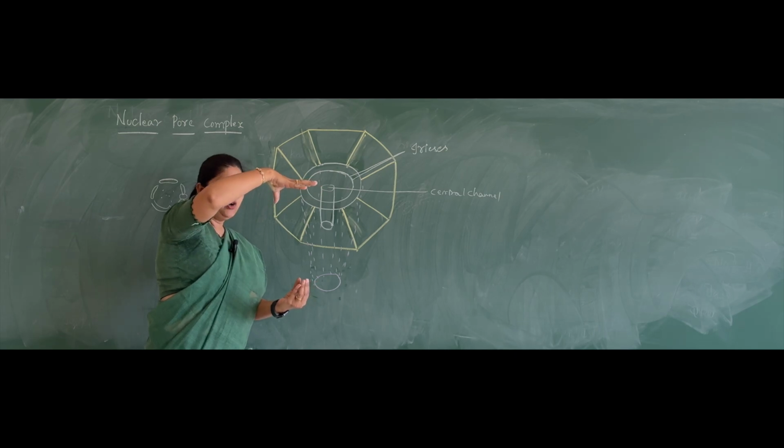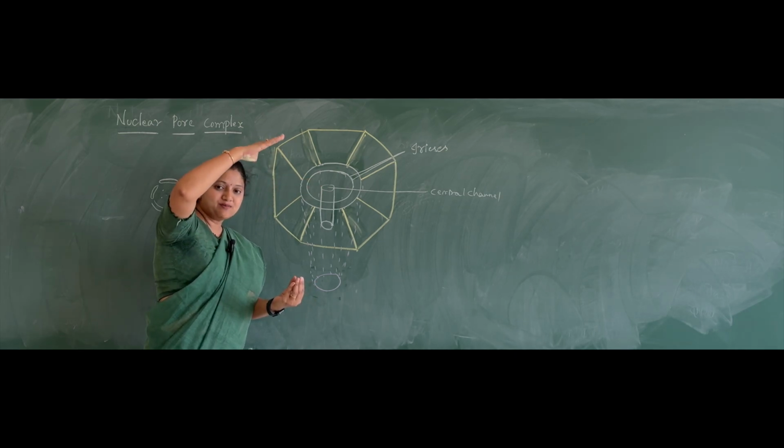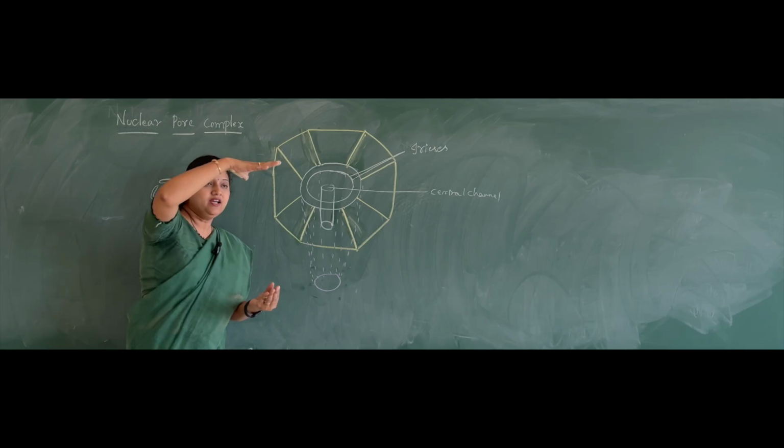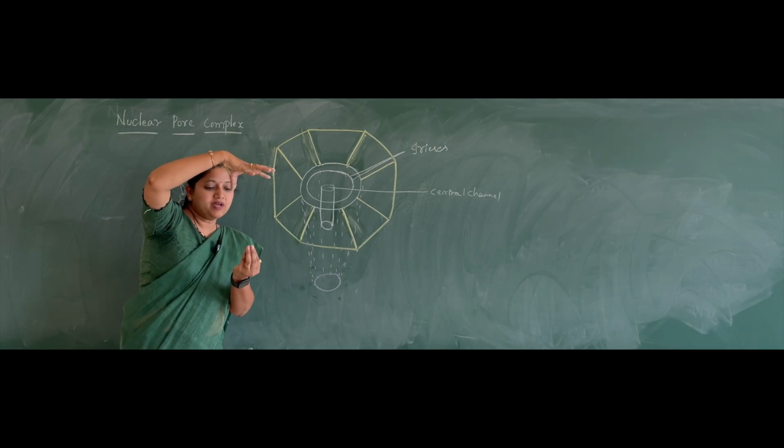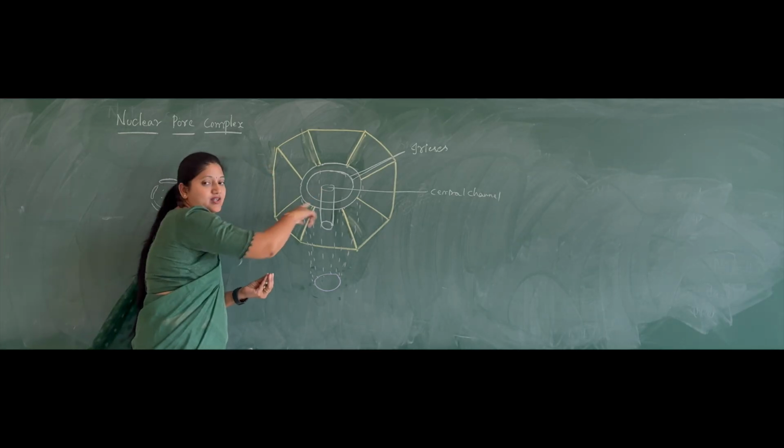So this is the cytoplasm side and this is the nucleoplasm side. So we have the cytoplasm side, where the octagonal ring is like this. Here we have a small basket. In the middle, we have this central hub.